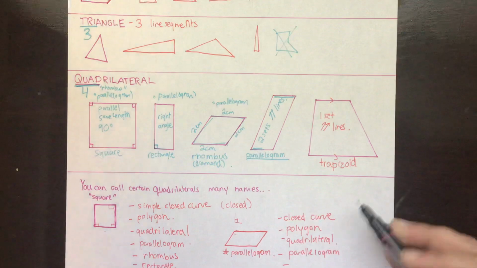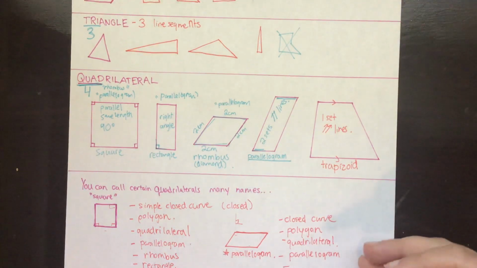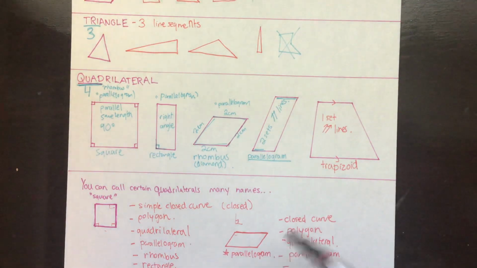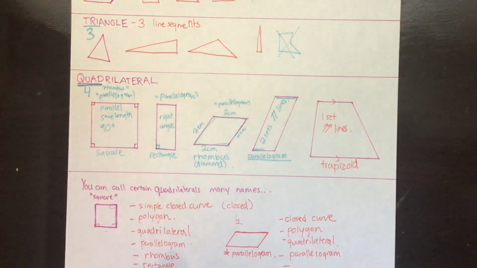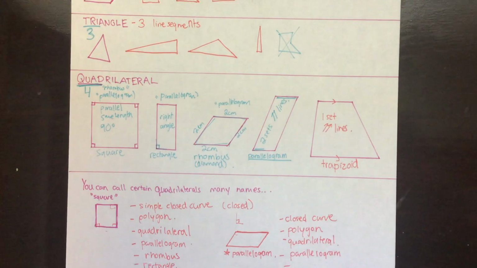One of the questions will have you doing this, going through the different things. I guarantee you every single one of your shapes will probably be a closed curve and a polygon. So if you want to put those 2 in first, then you can fill out the ones that you are missing below.